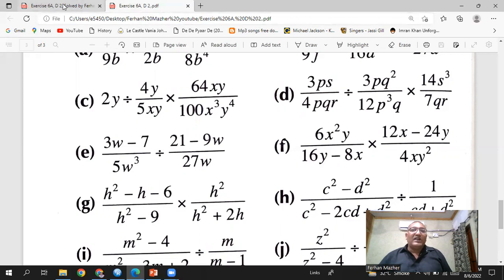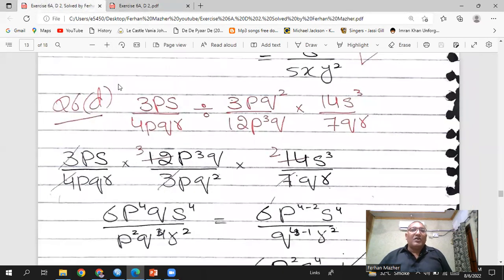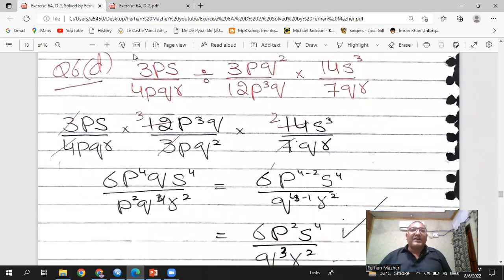Okay, so let me show you how this is done. So here we go. Question number 6 is D part. So I will write here 3ps divided by 4pqr multiply. When you convert this divide sign into multiplication sign, the fraction will flip. So 12p cube q divided by 3pq square. Then you have this multiplication sign, then you have 14s cube divided by 7qr.